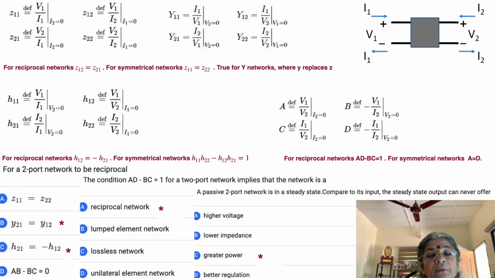Then we move on to the ABCD networks or A parameters. In A parameters, the reciprocal network requires that AD minus BC equals 1, where A, B, C, D occupy the same kind of spaces as Z11, Z12, Z21, and Z22. So that's one thing. And for symmetrical networks, A should be equal to D. So the nature of the circuit is essentially put in this slide.